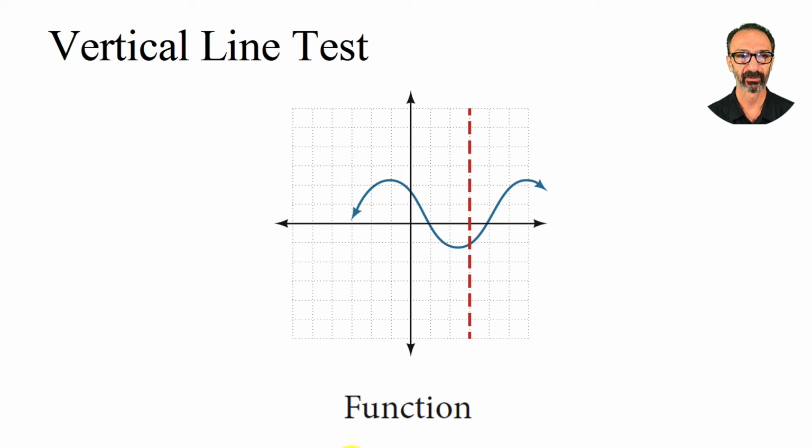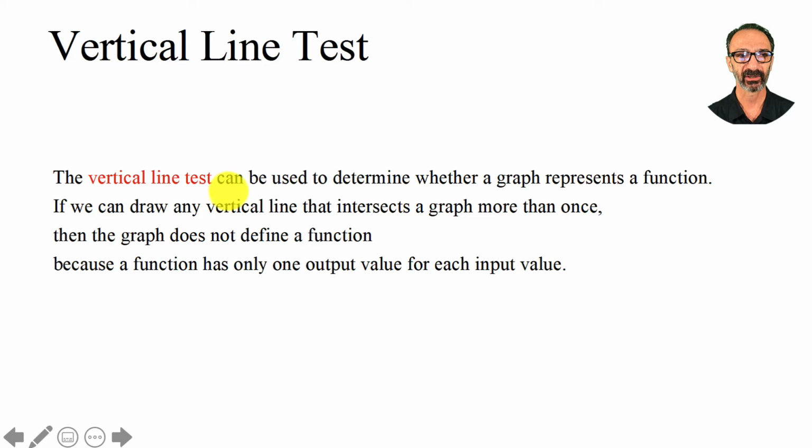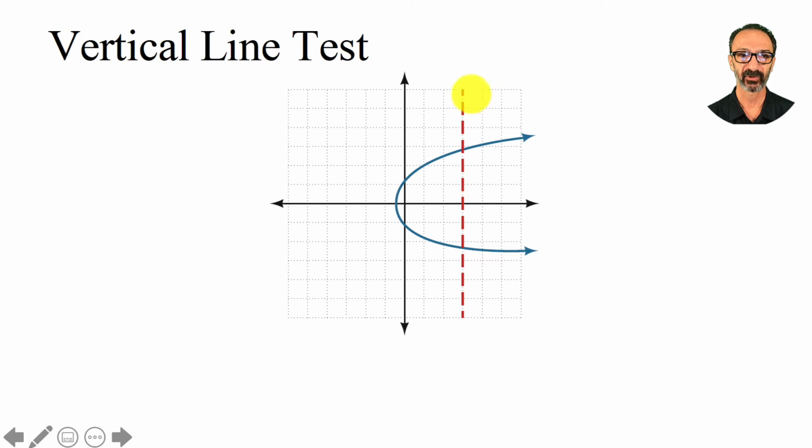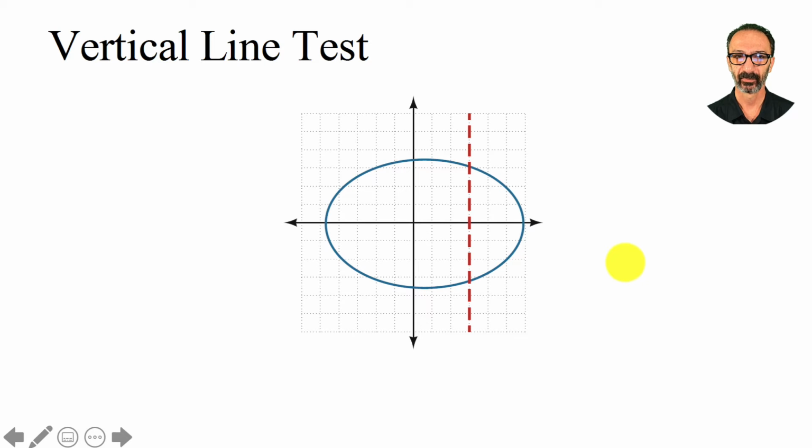Let's go back to the definition to support. A vertical line test can be used to determine whether the graph represents a function. If we can draw any vertical line that intersects the graph more than once, then it's not a function. In this case, only once, so it's a function. This vertical line at this location, for example, crosses the graph more than once, so it's not a function. This graph, using the vertical line test, is not a function.